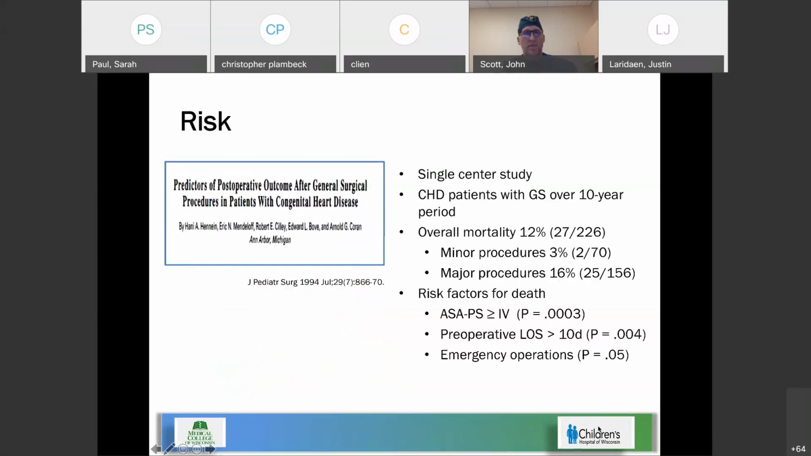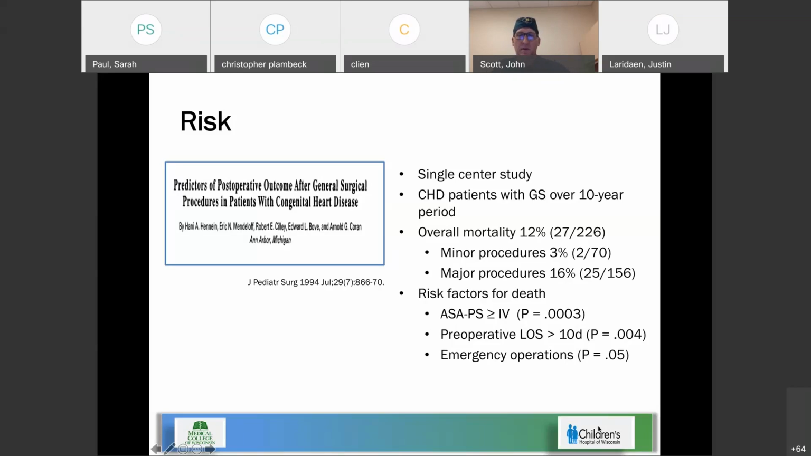This is an older study, and when we start talking about these procedures and risk, this may not apply in the current era, but this was one of the first studies to look at risk in patients undergoing non-cardiac procedures with congenital heart disease. This was a single center study out of Michigan. It looked at congenital heart disease patients over a 10-year period. What they found was that overall mortality was about 12%, and there was a difference between minor procedures and major procedures. From this work, they were able to assess some risk factors for death, and a lot of these are probably intuitive.